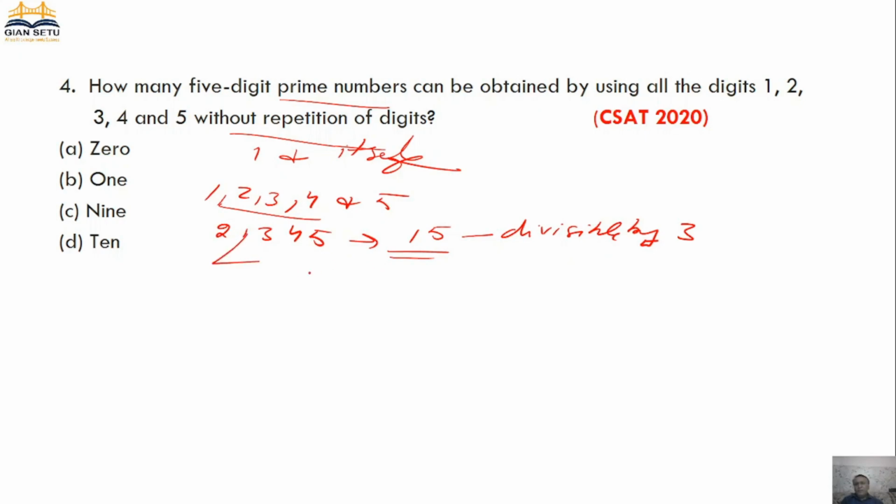That means this number is divisible by 3, or we can say any number formed using these digits will always be divisible by 3. That means we cannot form any 5-digit prime number by using these digits. Okay, so answer is A, 0 here.